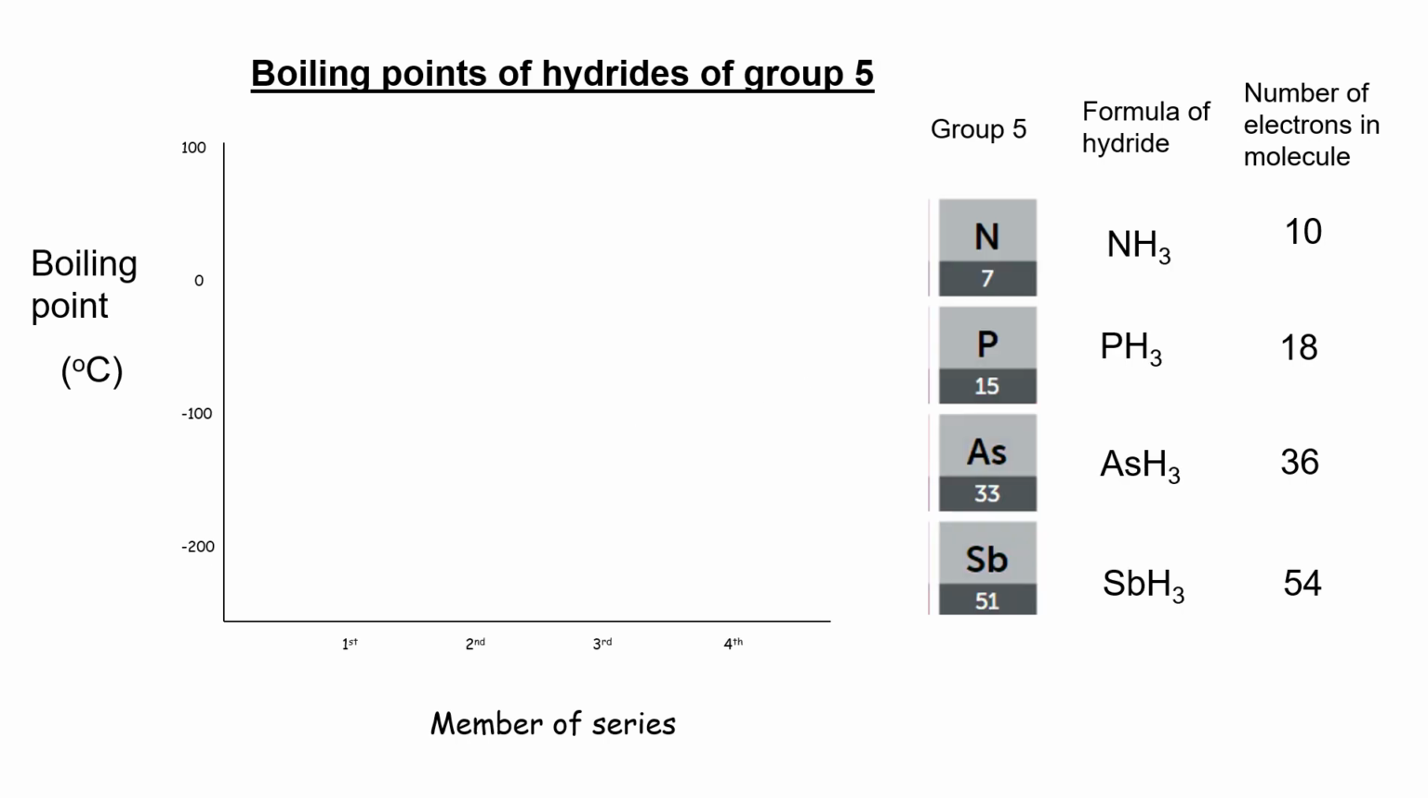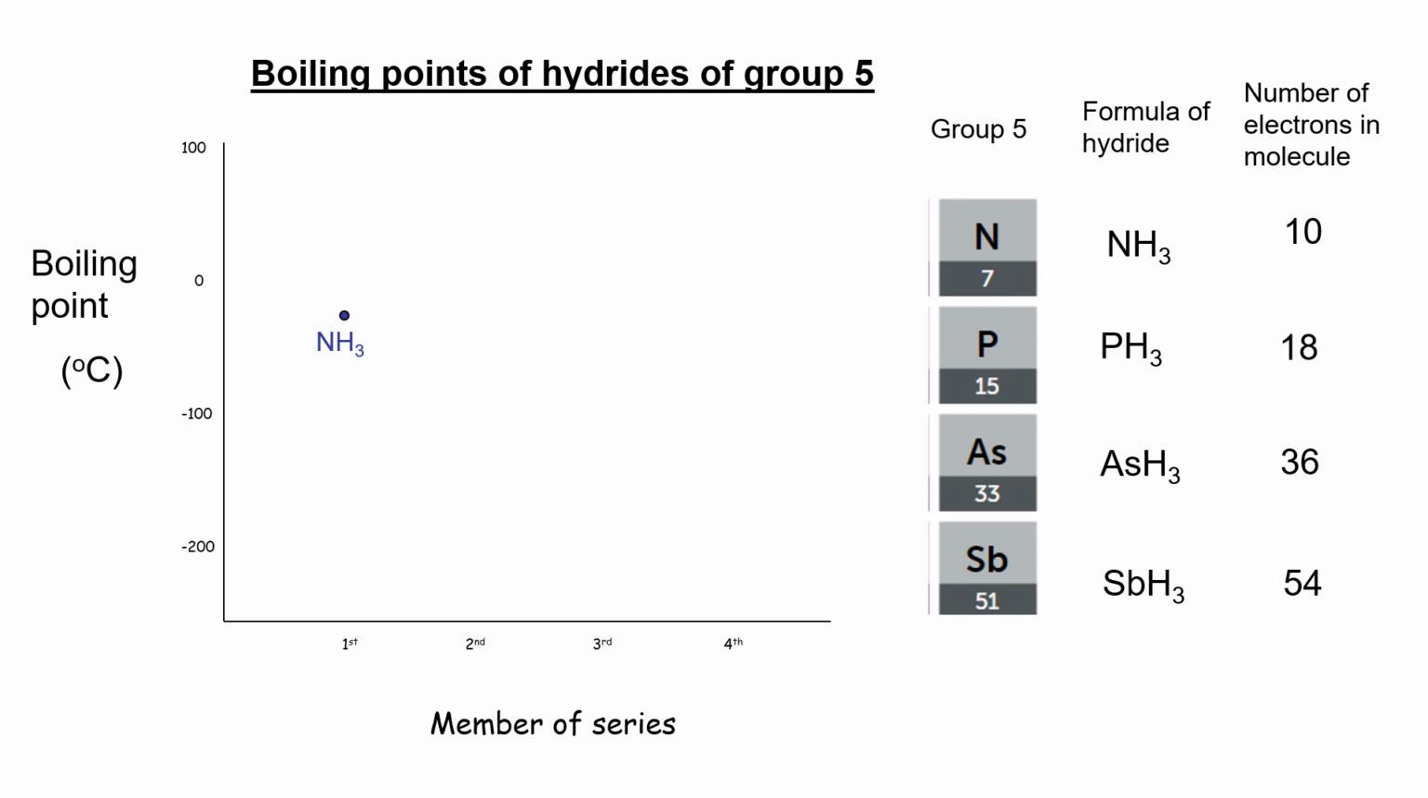We're now going to look at the boiling points of hydrides of group 5. Group 5 contains the elements from top to bottom: nitrogen, phosphorus, arsenic, and antimony. And when they form hydrides, they join to 3 hydrogen atoms. Notice that as we go down the group, the number of electrons in each molecule increases. So we would expect the London dispersion forces to increase between the molecules too, and therefore the boiling points to increase, like with the group 4 hydrides.